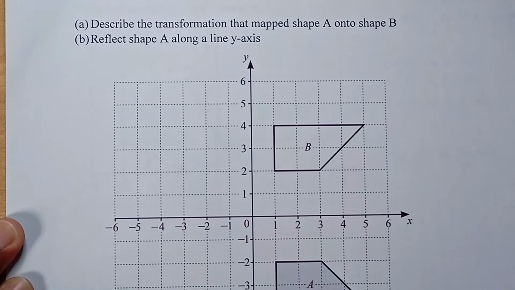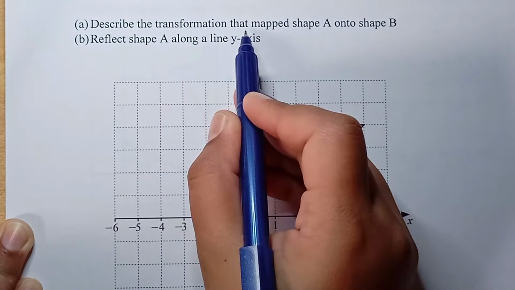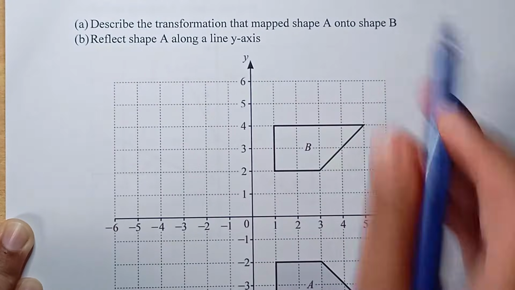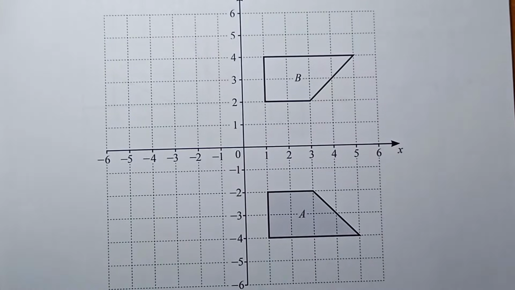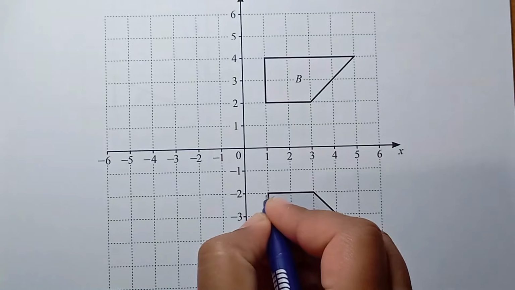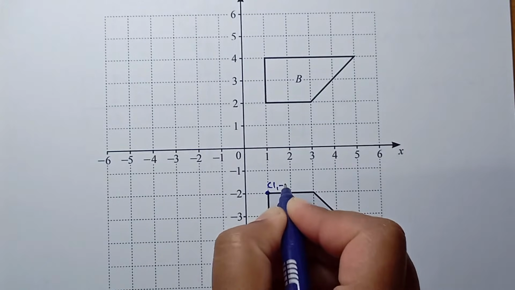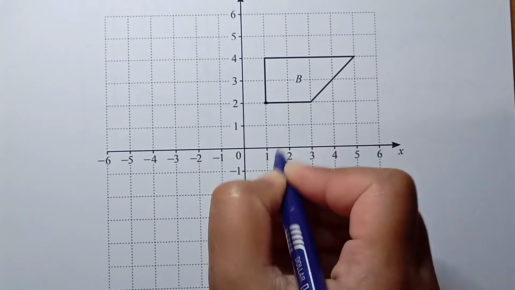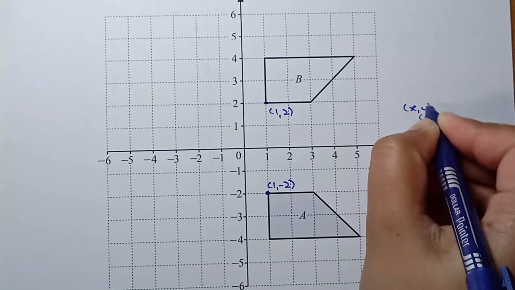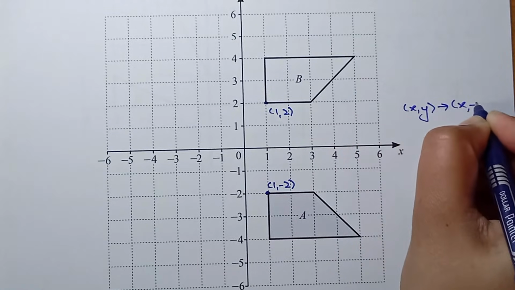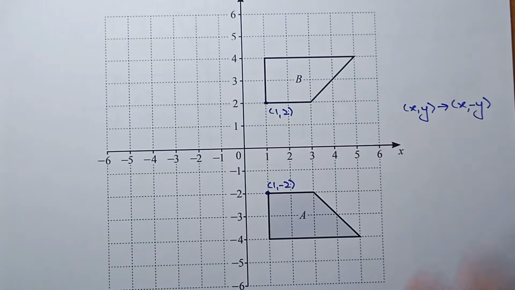Here we have another example of reflection. In part A, they said describe the transformation that maps shape A onto shape B. As you can see, we are given a shape A and a shape B. It is again a reflection, so we can work out the coordinates. (1, -2) changes to this point, that is (1, 2). It means (x, y) changes to (x, -y). You see, (1, -2) changes to (1, 2), so (x, y) changes to (x, -y).